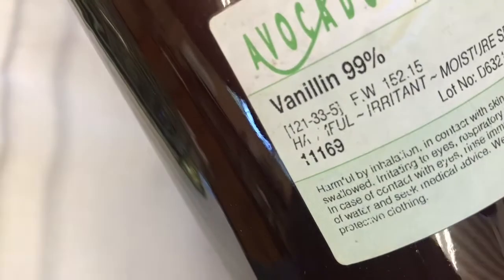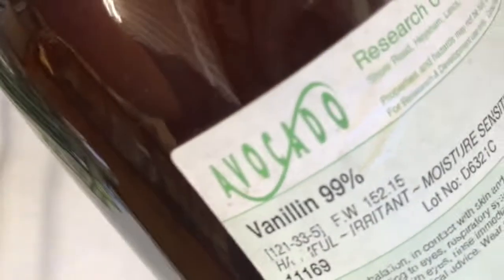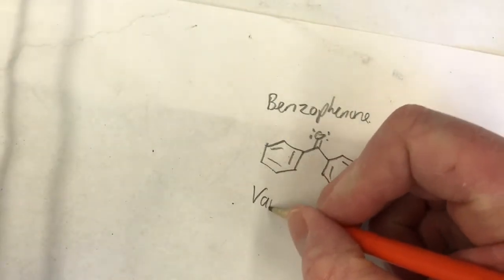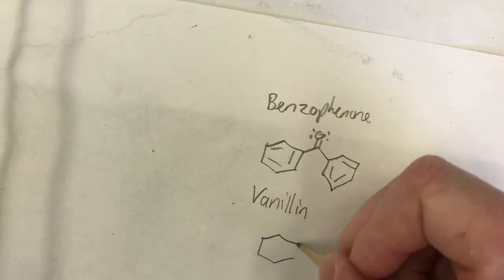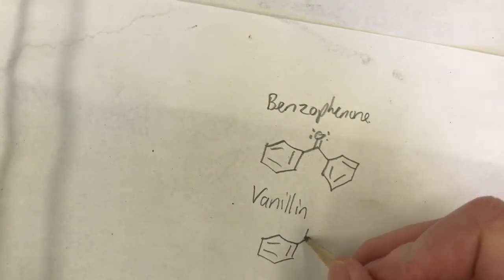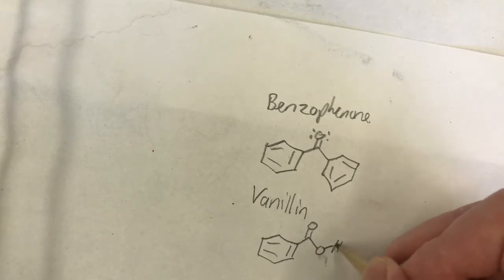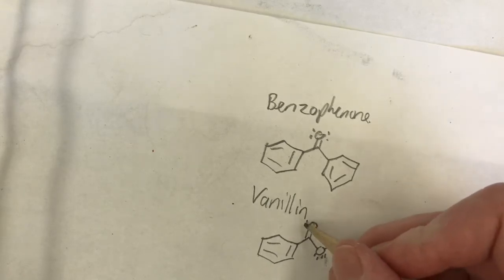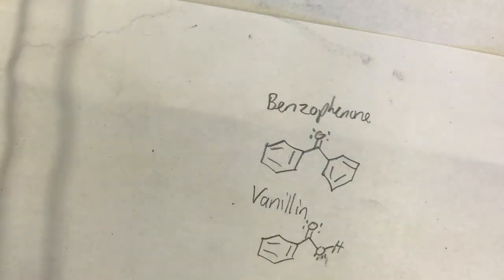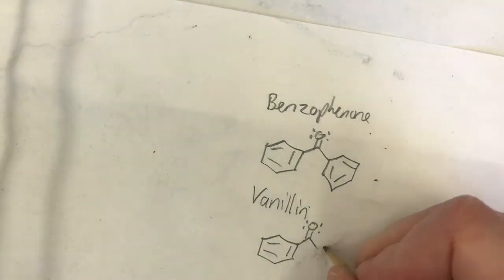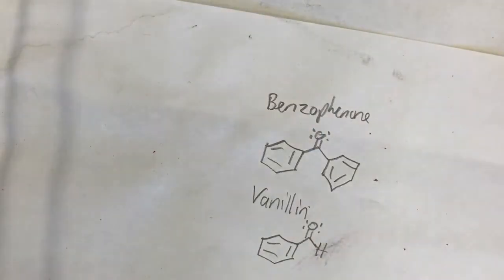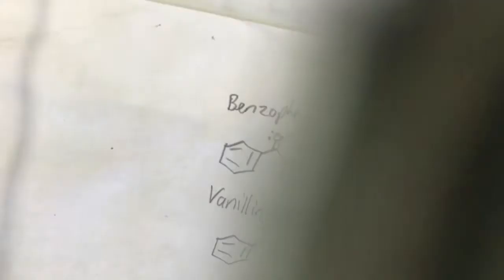We're chilling with vanillin again, 99% pure. Vanillin, V-A-N-I-L-L-I-N. And vanillin, it's a benzoic acid derivative. It has the carboxylic acid here. And no, it's an aldehyde. It's a benzaldehyde derivative, that's right. I'm trying to remember from memory here. It's a benzaldehyde. This right here, benzaldehyde, that's the smell of cherries and almonds, and it's a liquid.